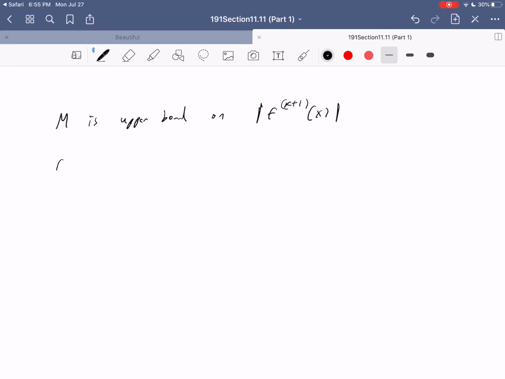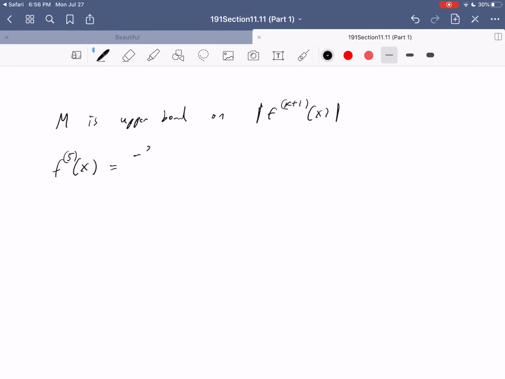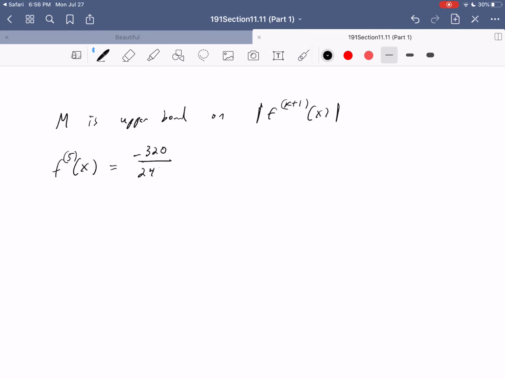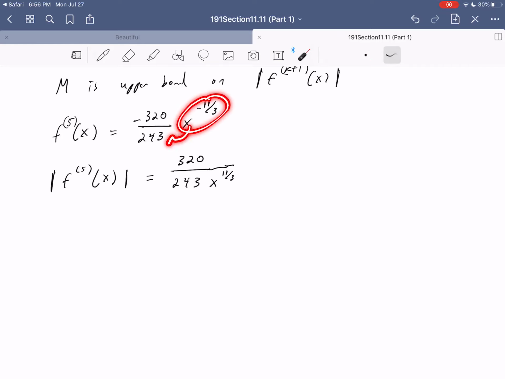So if we do that, we can get that the 5th derivative of our function. If we differentiate this thing, we got to drop that negative 8 over 3. So it looks like we're going to get negative 320 over 3 times 81, it's going to be 243, and then x to the negative 11 over 3 there. Now, of course, we want to put that in absolute value, which is 320 over 243. And then we can also imagine getting that x to the 11 thirds in the denominator, because the negative exponent, of course, just puts it down there.